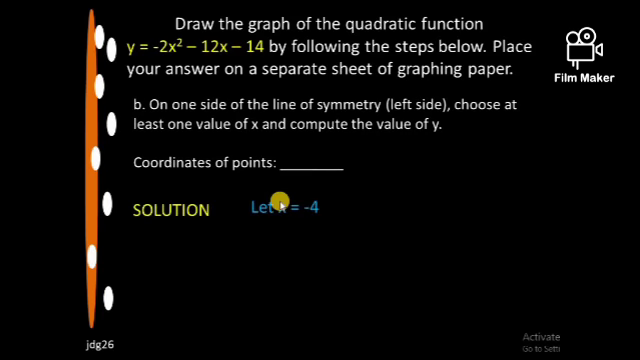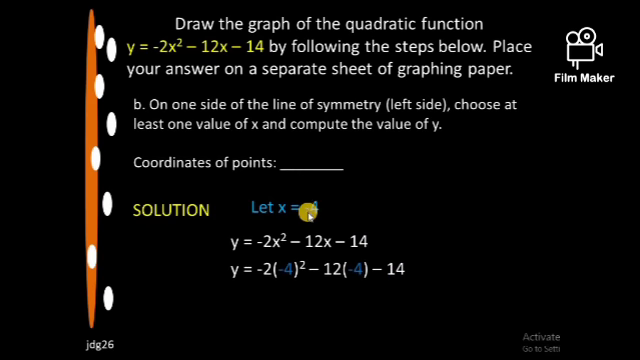So, let's have the solution. So, let x equals to negative 4. Ano lang ang kailangan natin gawin? Gamitin natin yung given na function y equals negative 2x squared minus 12x minus 14. And then substitute si negative 4 dun sa lahat ng x. So we have negative 4 here, negative 4 din dito, and then simplify. We have y is equals to positive 2.